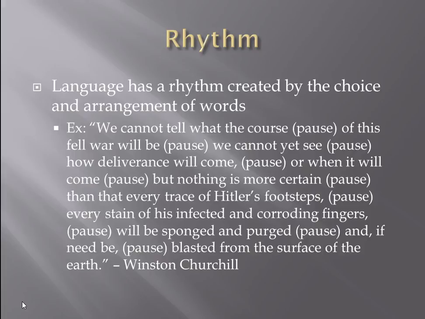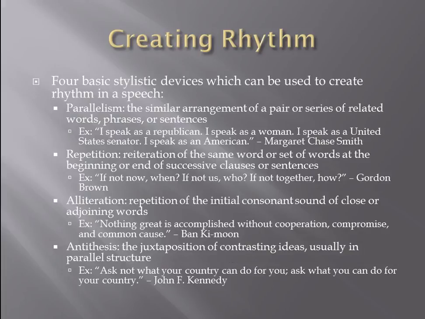So you see how we used rhythm there to not just choose our words, but also to arrange the words in a way that creates this vivid imagery, vivid language choice that makes it come alive for us. So rhythm can be a very powerful thing. How do we create rhythm, though? It's kind of a little bit like poetry, isn't it? There are 4 basic stylistic devices which can be used to create rhythm in a speech. Those are parallelism, repetition, alliteration, and, what was the 4th one there? Oh, antithesis. I'm sorry. Lost my train of thought there for a minute.